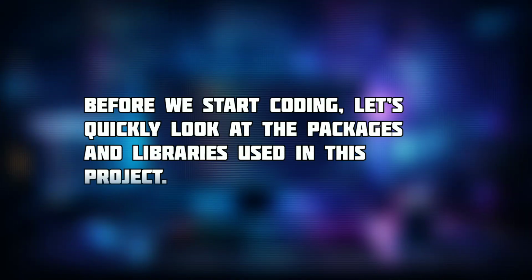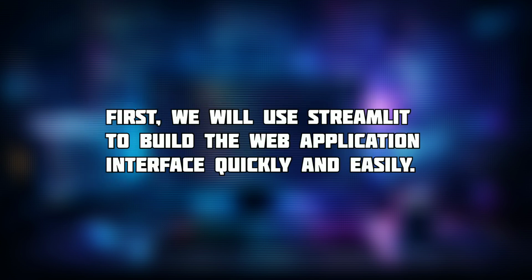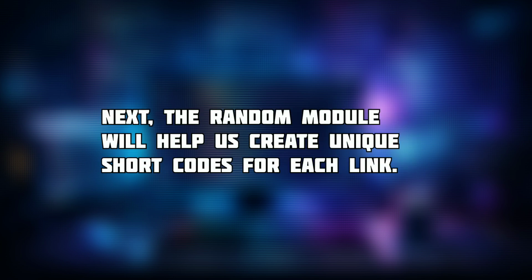Before we start coding, let's quickly look at the packages and libraries used in this project. First, we will use Streamlit to build the web application interface quickly and easily. Next, the random module will help us create unique short codes for each link.